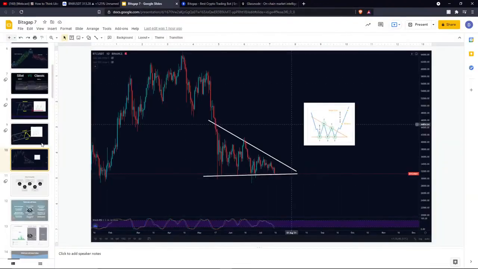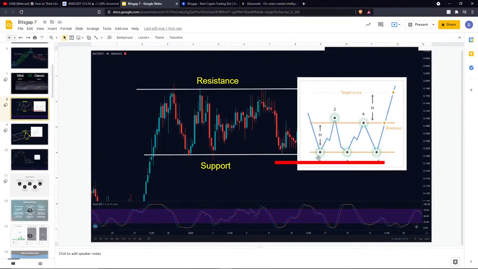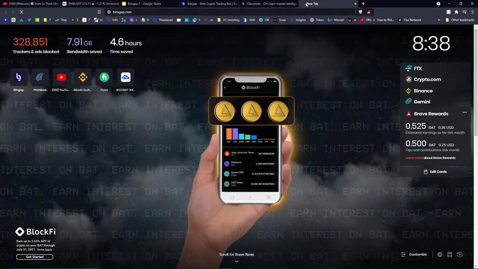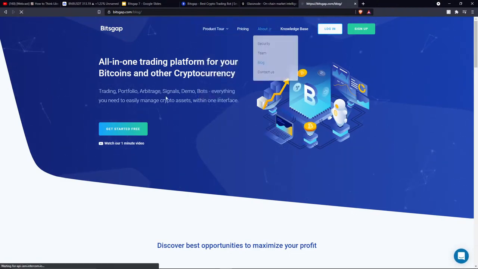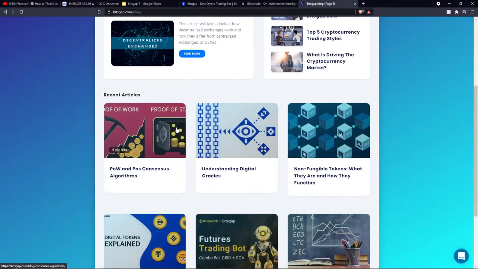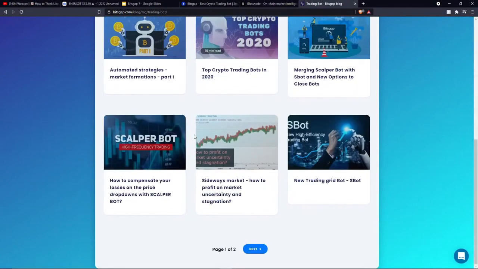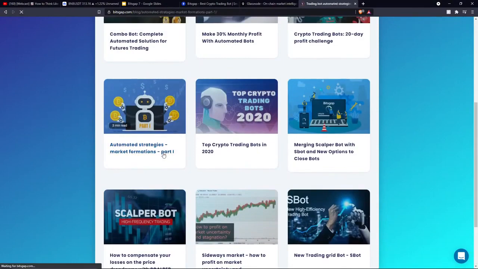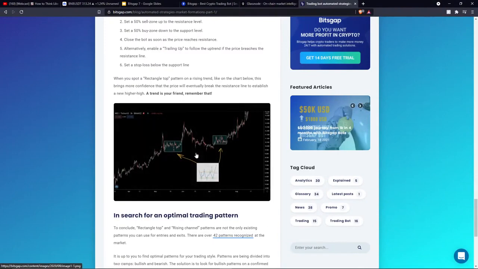There are some other strategies you can find, like pattern based as well, like this one, for example. But these are the things that you already have at Bitsgap. I wrote about these strategies, I think, a year ago, and you can find them here in Trading Bot, under automated strategies. So these are some pattern-based strategies that you can use, guys, right?